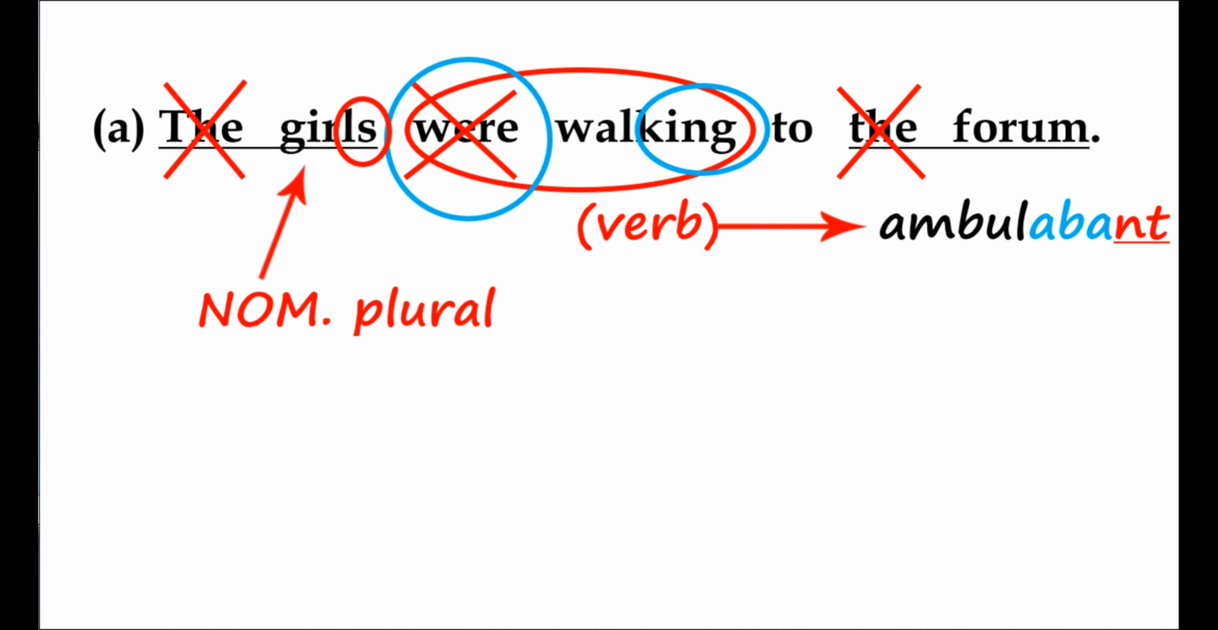And then we just need to work out what the word is for the girls. I've already mentioned that they are nominative. So if they're nominative plural, girls, one of the first words that you know, isn't it, for goodness sake? So it's going to be puella to puellae. Pop that in there. And then we need to the forum.